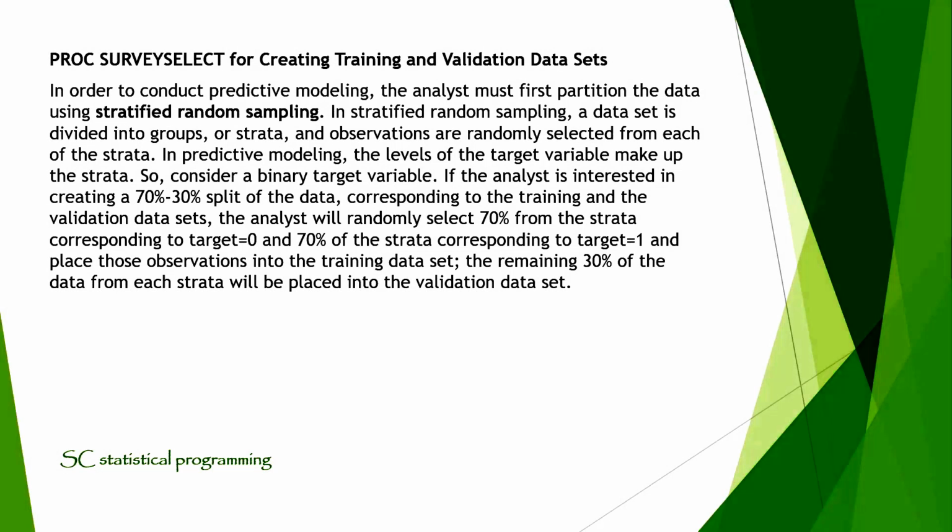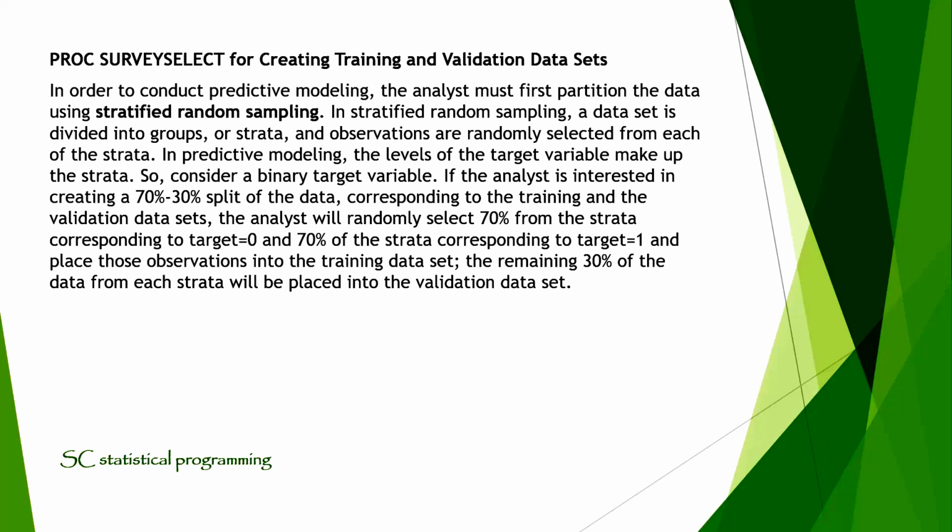In this tutorial, we're going to look at how to use Proc SURVEYSELECT for creating training and validation datasets. In order to conduct predictive modeling, the analyst must first partition the data using stratified random sampling. In stratified random sampling, a dataset is divided into groups or strata, and observations are randomly selected from each of the strata. In predictive modeling, the levels of the target variable make up the strata.